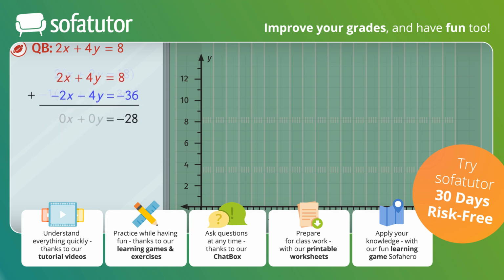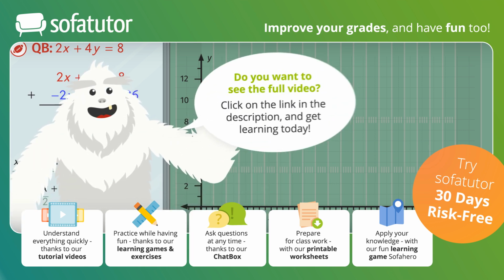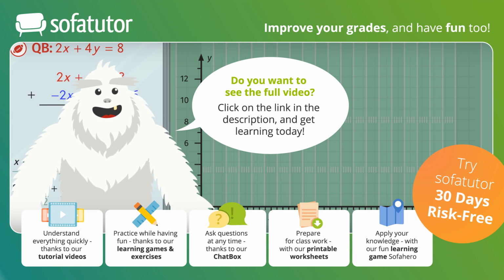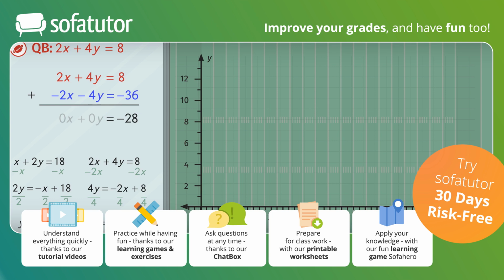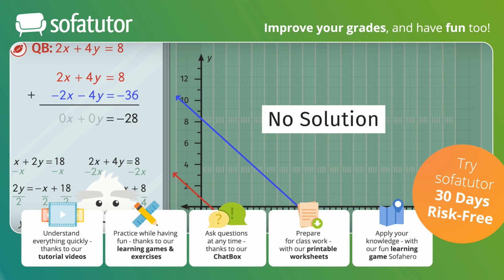Let's try to turn each of these equations into slope-intercept form to see what's going on. The first equation in slope-intercept form is y equals -1/2 x plus 9. And the second is y equals -2/4x plus 2. If we simplify the slope in the second equation, we see that the two slopes are the same. We have parallel lines. And what do we know about parallel lines? That's right, the lines will never, ever, ever meet. There is no solution to this system.